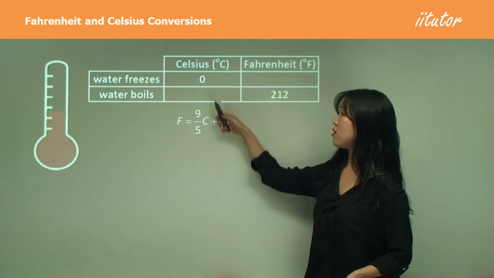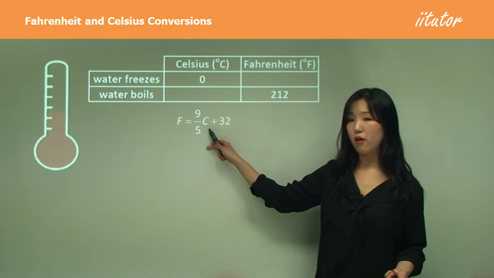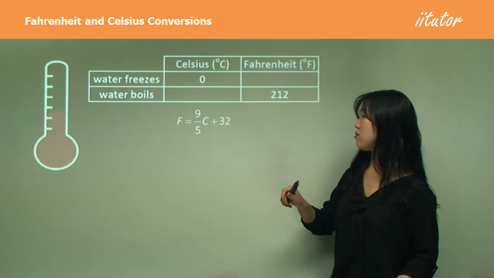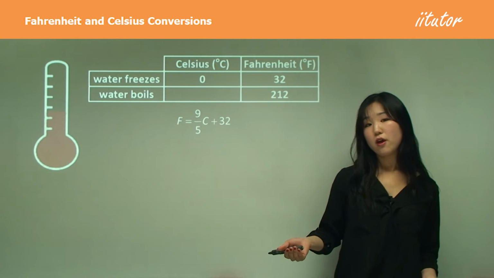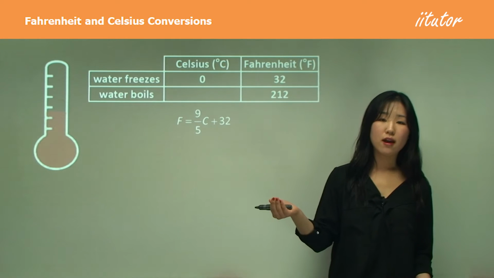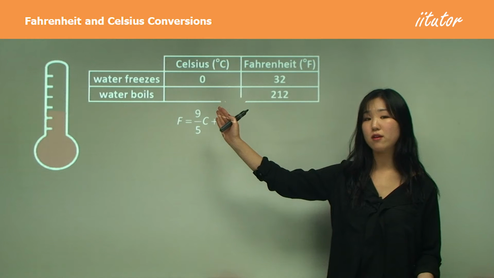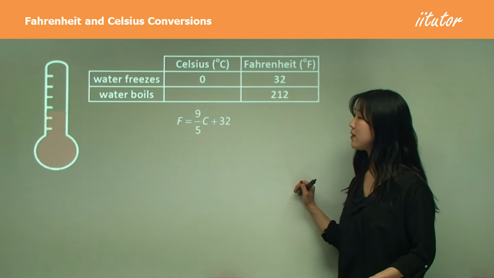So what I'm going to do is put 0 into the C, so 9 over 5 times 0, which is 0, plus 32, we get 32, don't we? So water freezes at 32 degrees Fahrenheit. Some countries might want to use this one rather than that one, so you've got to be able to distinguish between the two.